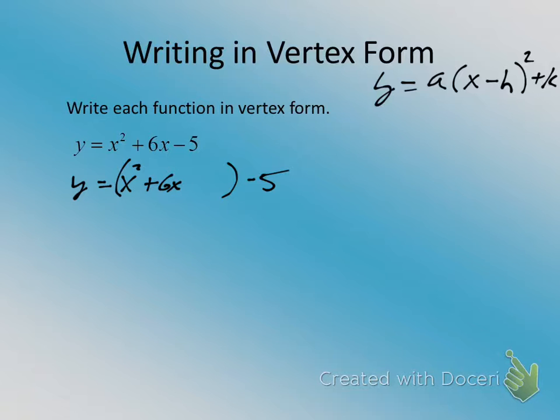Your process, remember: take b, which is 6. Take the middle one here, divide it by 2, and then square it. So 6 divided by 2 gives you 3. 3 squared gives you 9. And you put 9 there for the purpose of turning this trinomial into a perfect square trinomial. That way it factors into a binomial being squared.